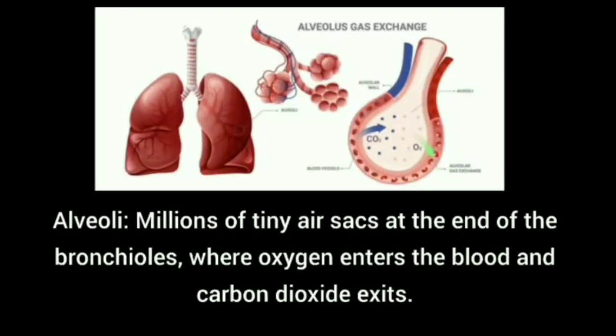Next, alveoli. The millions of tiny air sacs at the end of the bronchioles, where oxygen enters the blood and carbon dioxide exits. The alveoli are sac-like structures. Millions of alveoli are present in the lungs, at the end of the bronchioles. Here, oxygen enters the blood and carbon dioxide exits.